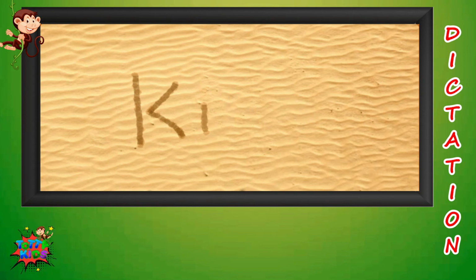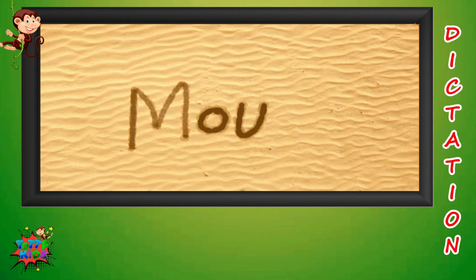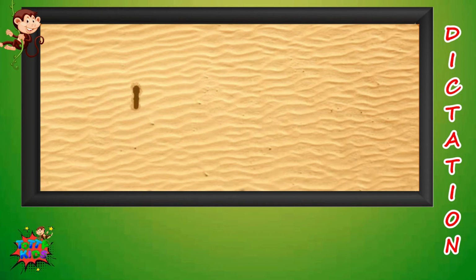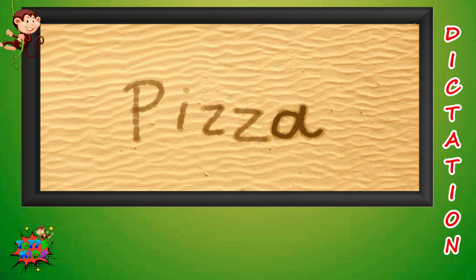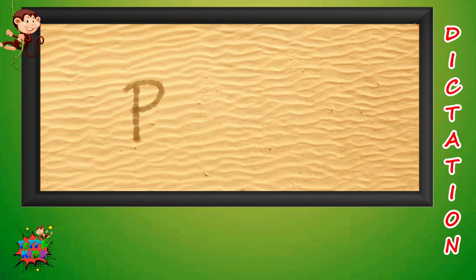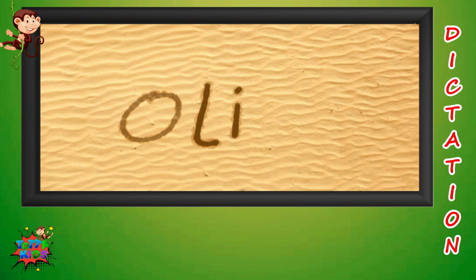M for mouse. M-O-U-S-E. Mouse. P for pizza. P-I-Z-Z-A. Pizza. O for olive. O-L-I-V-E. Olive.